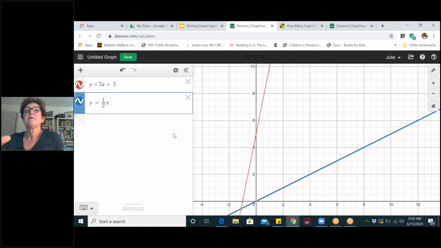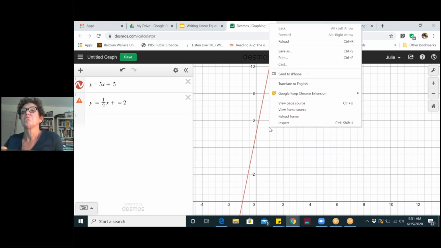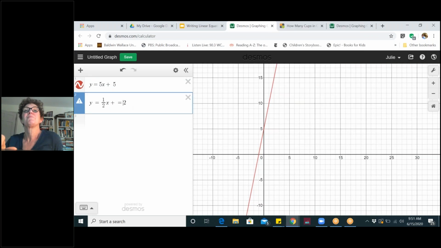If I add a y-intercept, watch what happens. My line moves up the y-axis. If I change this to -2, it goes down the y-axis.